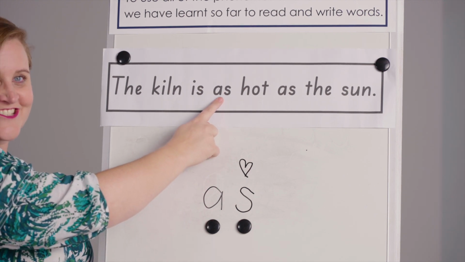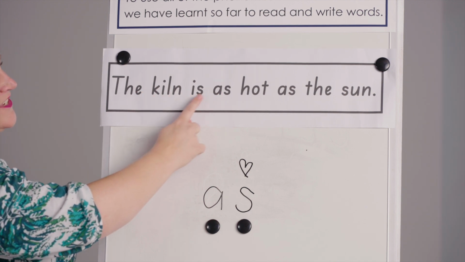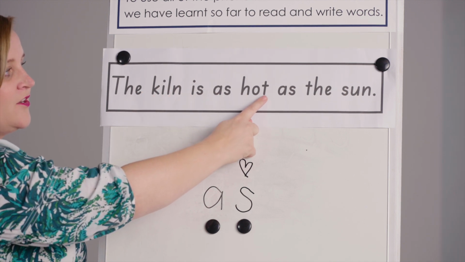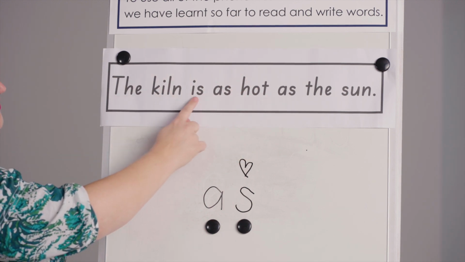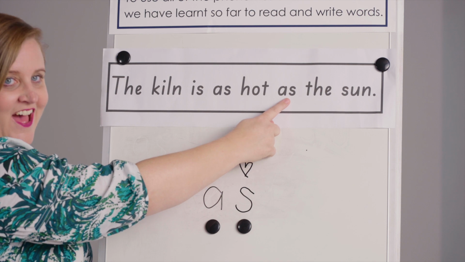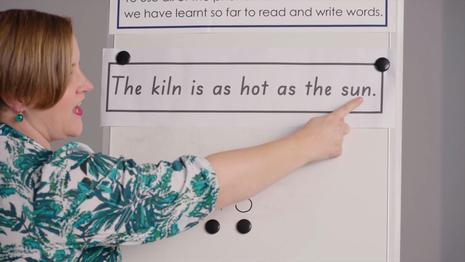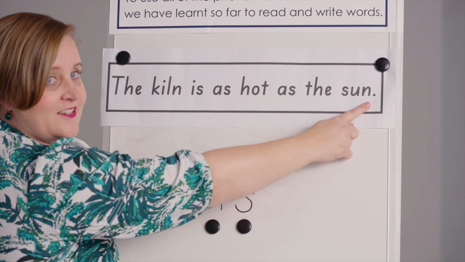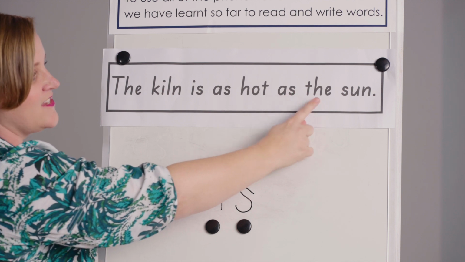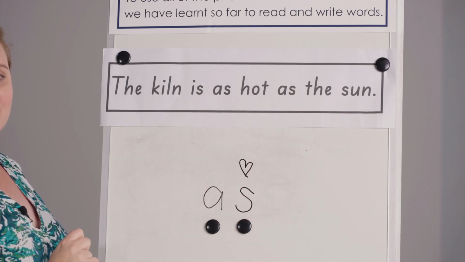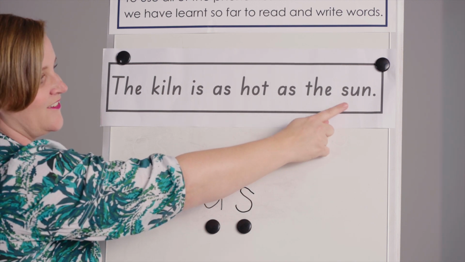As. Yes, did you see that? That's our tricky word we've just learnt. The kiln is as hot. Hot. Go back to the beginning. The kiln is as hot as the, sound this word out, sun. Back to the beginning. The kiln is as hot as the sun. Let's try it one more time, a bit faster. The kiln is as hot as the sun.